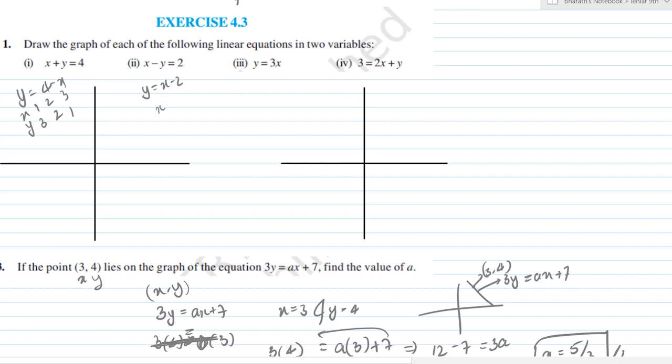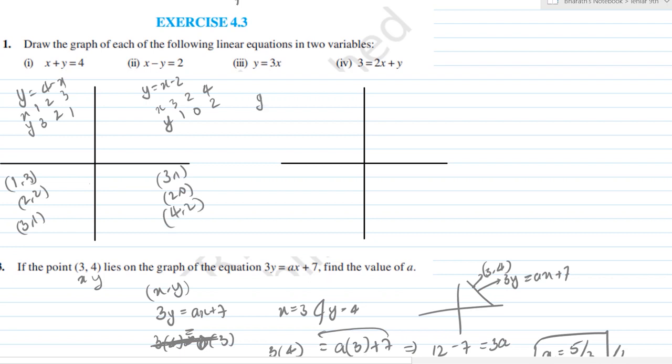And here also, y is equal to x minus 2. So if your x is 3, y is 1. If your x is 2, y is 0. And if your x is 4, y is 2. You people know how to plot the graph, right? Just plot. I'm not doing this. So here the coordinates will be (1, 3), (2, 2), (3, 1). Here (3, 1), (2, 0), (4, 2).